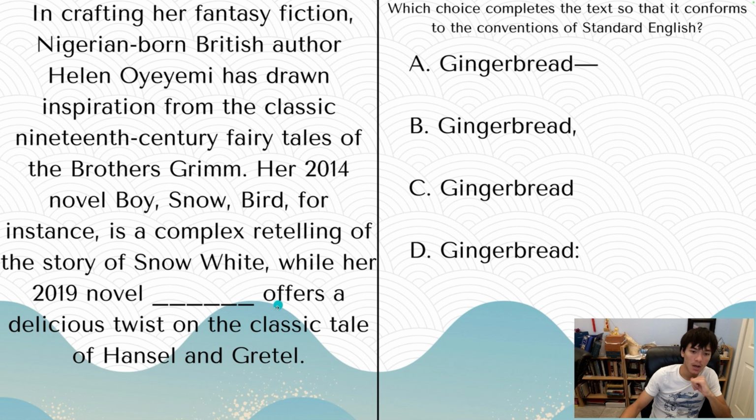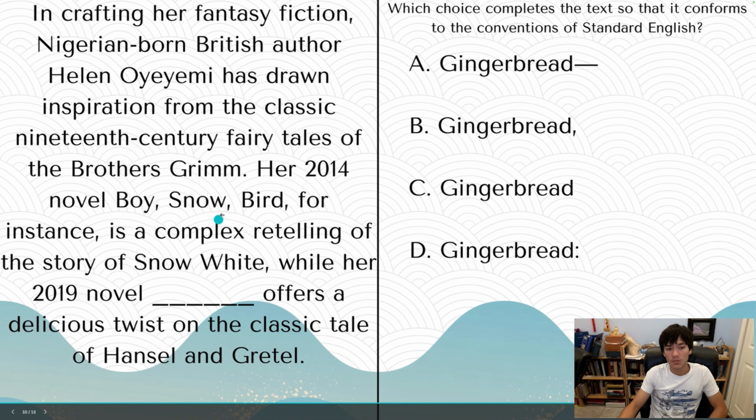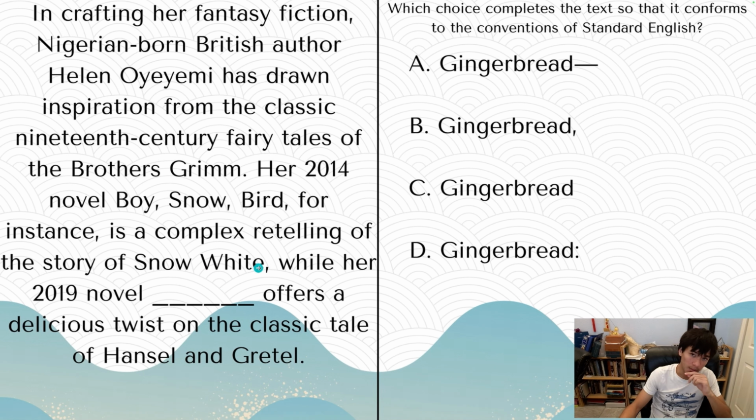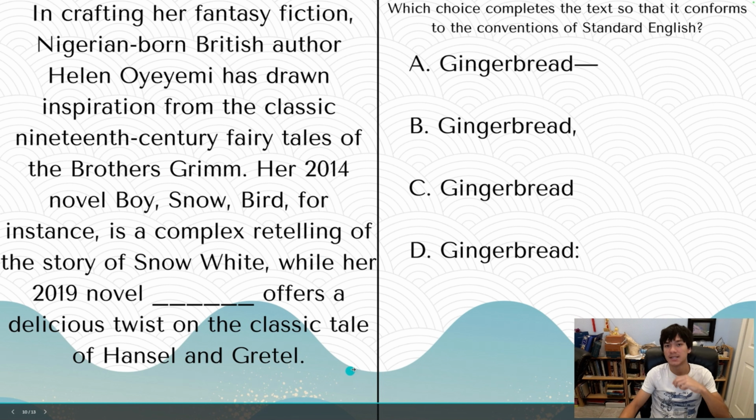This is incomplete if you say, offers a delicious twist on the classic tale of Hansel and Gretel. So, it's not a colon, and it could be a dash or comma, or nothing, okay? In the case of a dash and a comma, though, we would be separating this from the rest of what we have up here. So, what we would have is an incomplete idea once again, so that would make C the correct answer here, because her 2019 novel, Gingerbread, offers a delicious twist, okay? It's Gingerbread that offers a delicious twist. We can't separate this with a comma and then make a statement after that. Okay? That leaves something incomplete.